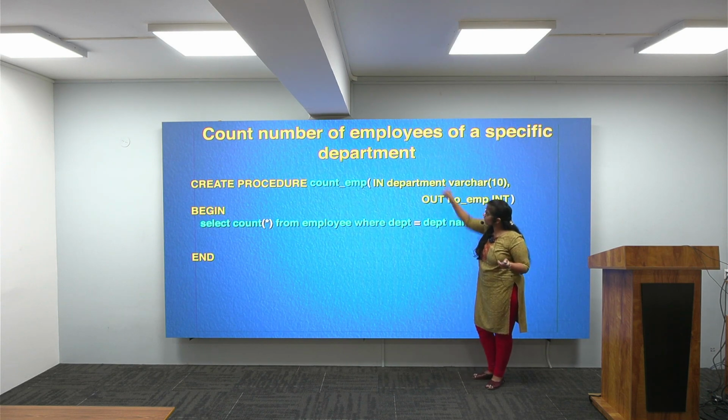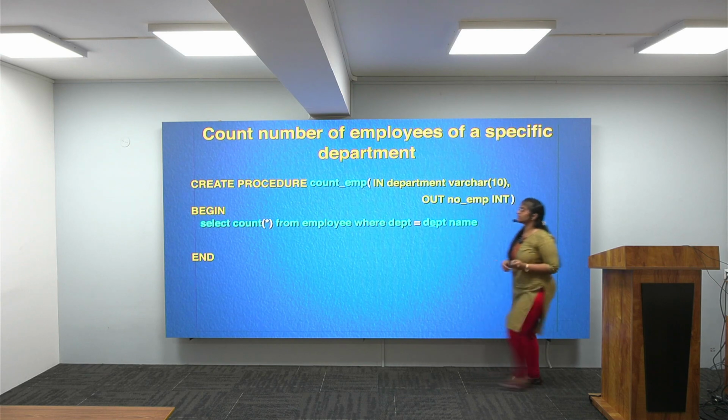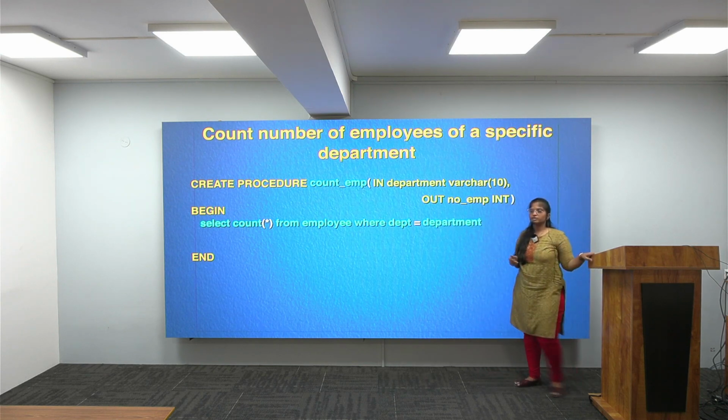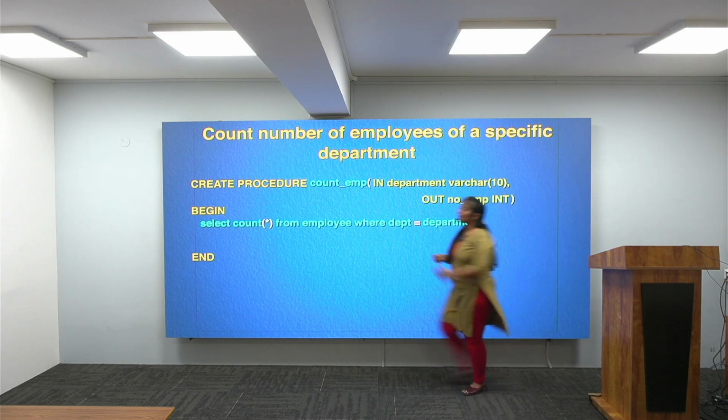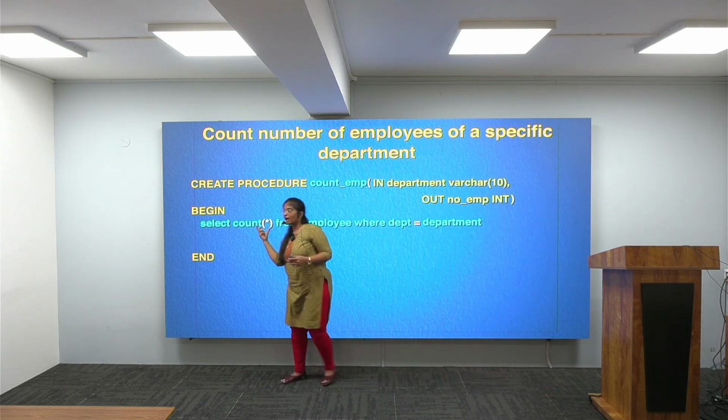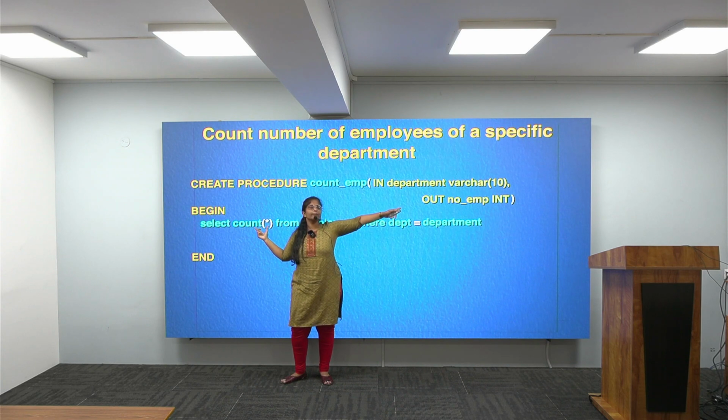So whatever variable name I have specified, I will be replacing over here. Department I have specified. Now the output, where is it available? Inside count of star. It is giving you an output. That output I need to store inside this variable, number of employee. How can I store it? Count of star value, I want to store it inside number of employee.